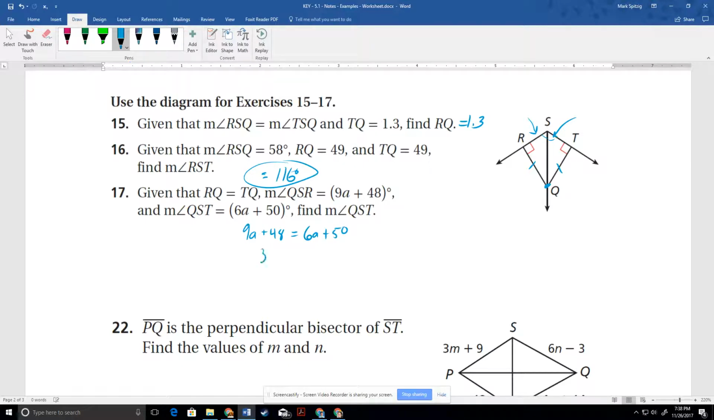So again, I can get 3A equals 2. So A equals 1.5. And we want to find QST. QST is 6A plus 50. Now, it doesn't really matter, they'd be the same. So it's going to be 6 times 1.5 plus 50. 6 times 1.5 is 9, plus 50 is 59. So the measure of angle QST equals 59 degrees. It's a little sloppy, but that's what it is.